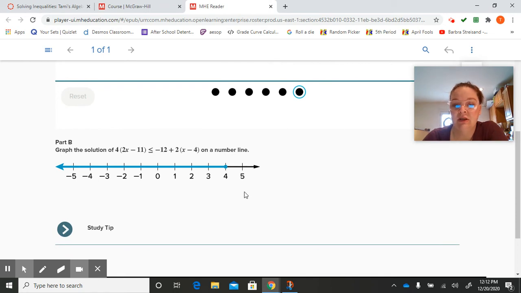To graph this inequality, we're going to use a solid dot on 4 because it is less than or equal to, means 4 can be an answer, so it's solid. And less than means everything smaller than that, so we color everything to the left.